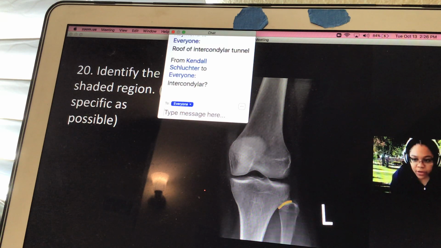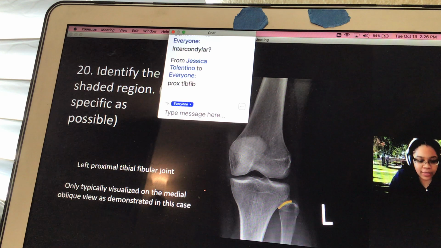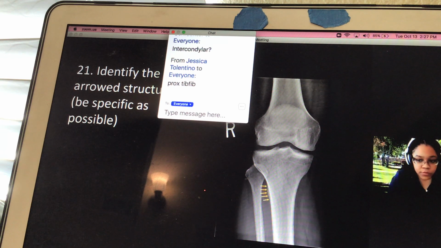Okay, this one we have another oblique view, and yeah, the oblique view is good to really assess this proximal tibiofibular joint. So a really nice projection of our proximal tib-fib joint. Good. That's that structure.